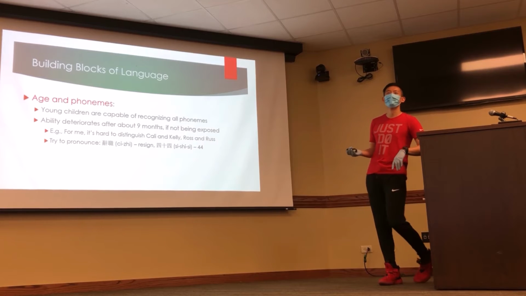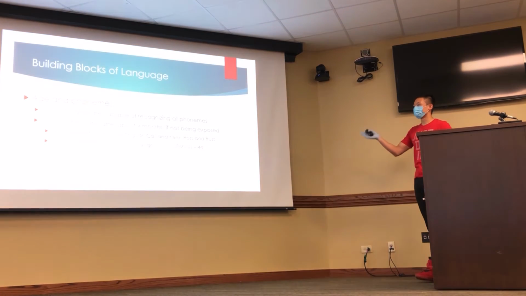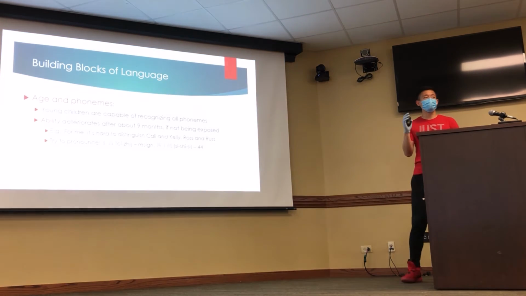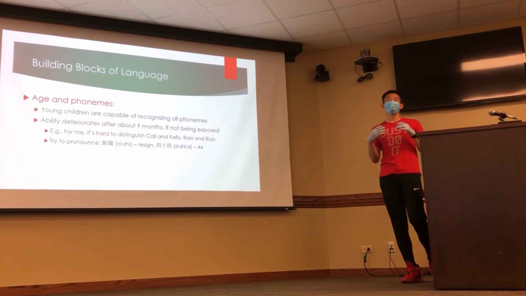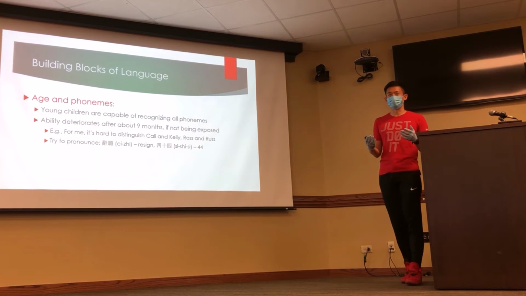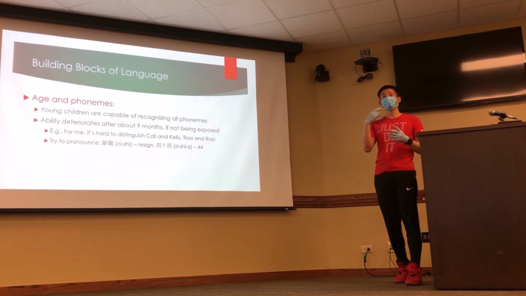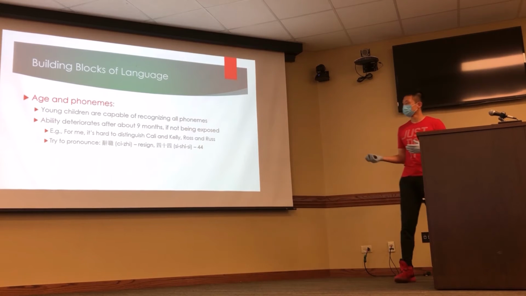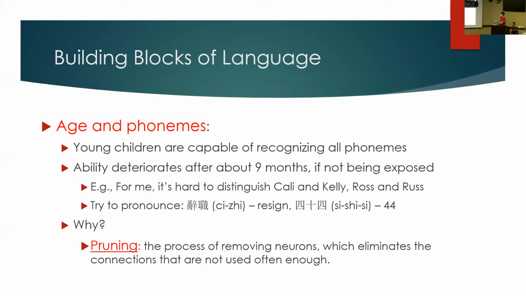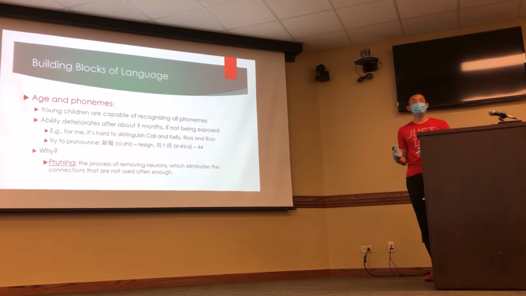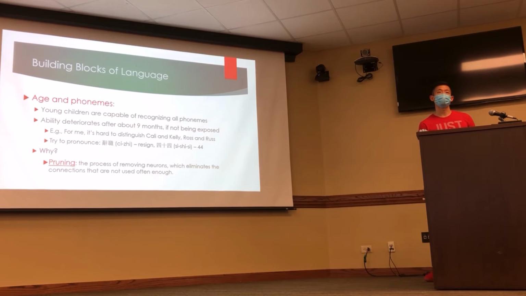Is it hard? So there are a lot of terms like that when you are not exposed to them when you're younger. You lose that ability to pronounce it or even recognize it. Okay? So why is that? This is the process called pruning. That will be the process of removing neurons which eliminate the connections that are not used often enough. This saves some space in the brain so you can learn other things faster. Okay?